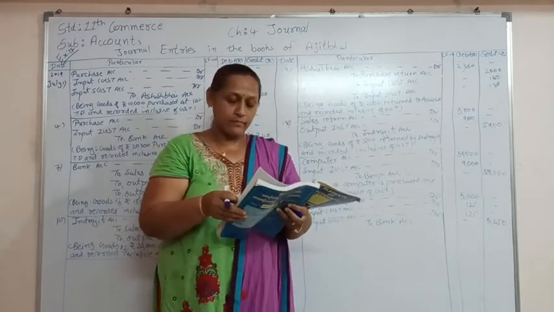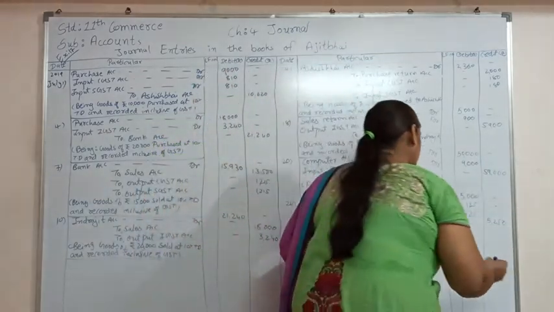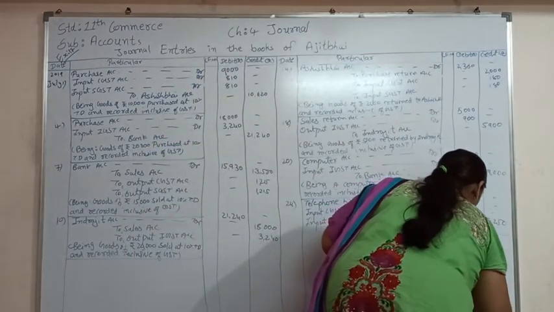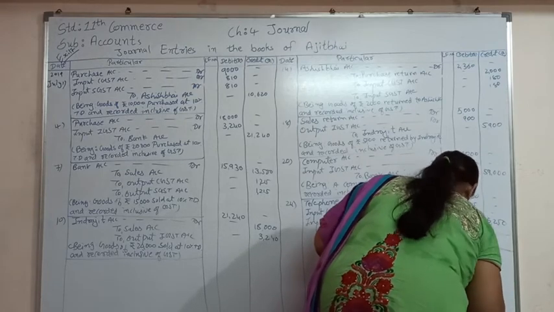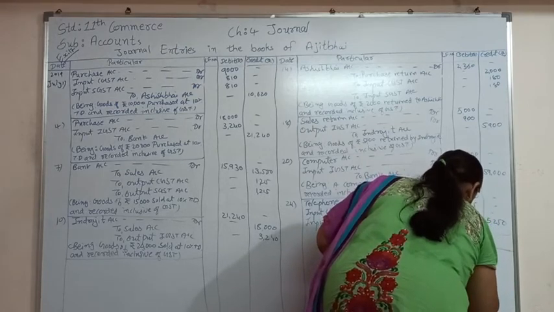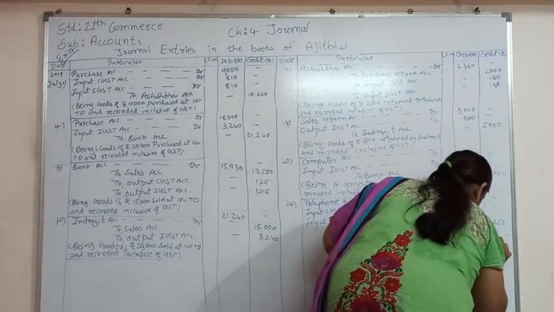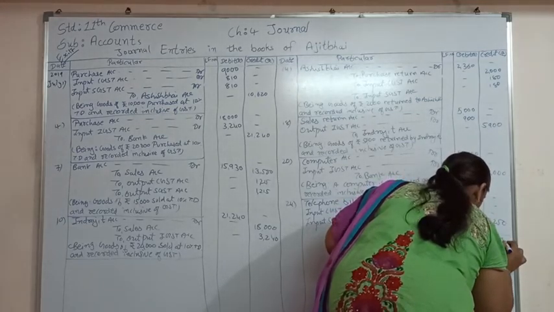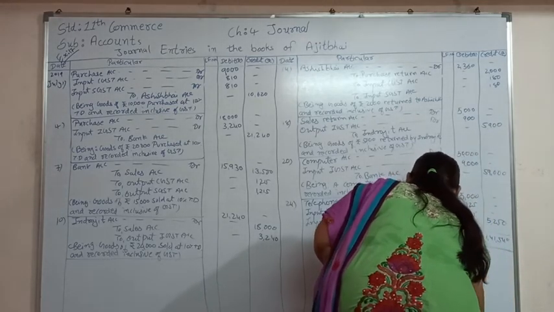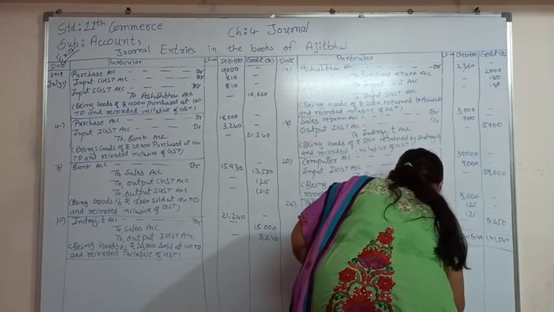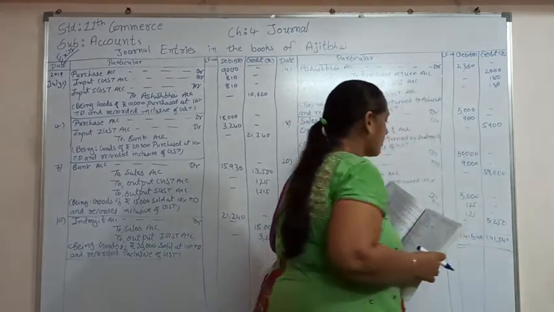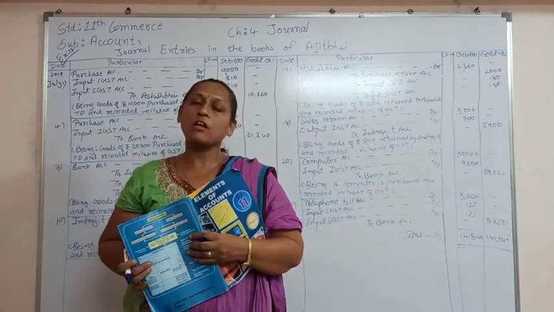So students, here we are finished with the sum, and let's make the total of this. The total will be 1,41,540, and here we are going to write the total. So you may note this down in your notebook.